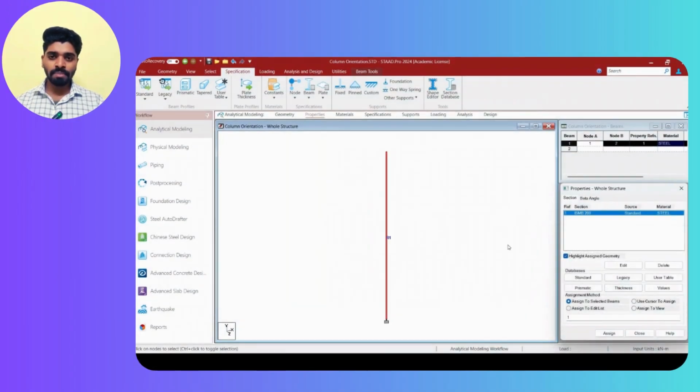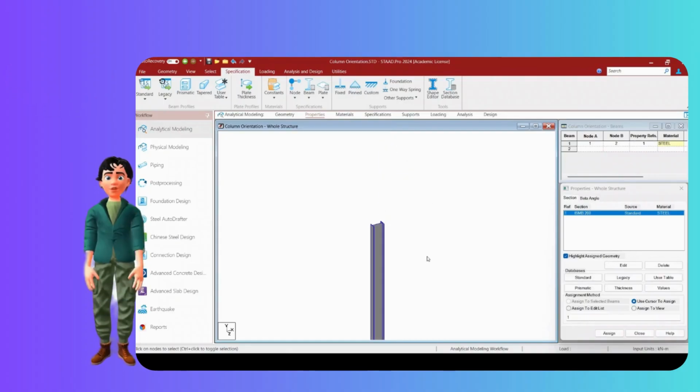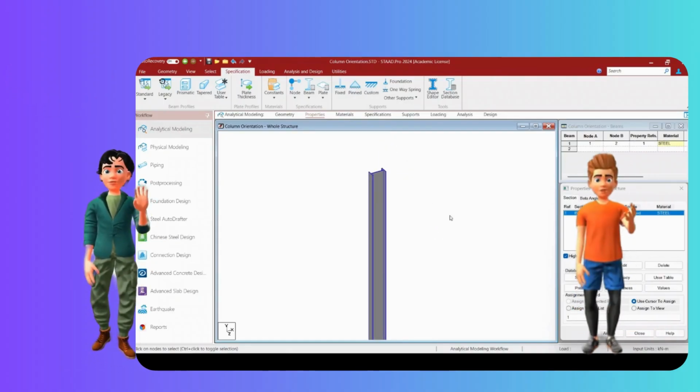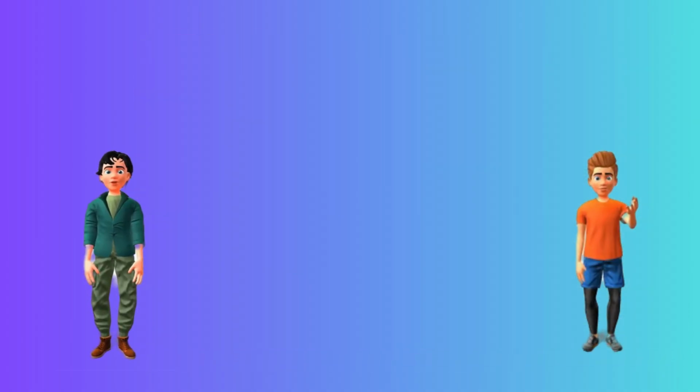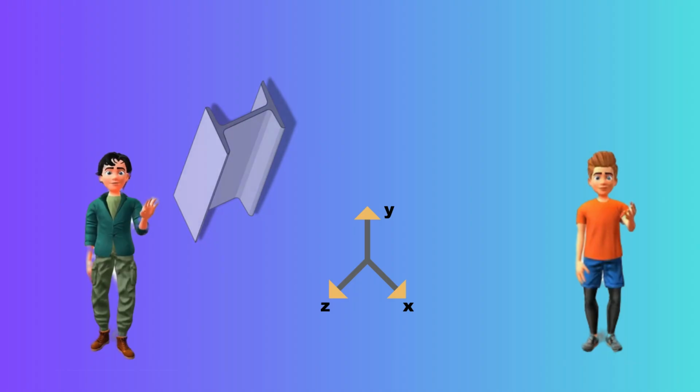Now they assigned the member property to the column and looked at the 3D model. After seeing the 3D model, Ramu asked Gullu, "Gullu, is it correct?" "Yes, what's wrong in this?" "I think the depth of the I section should be in Z-axis."